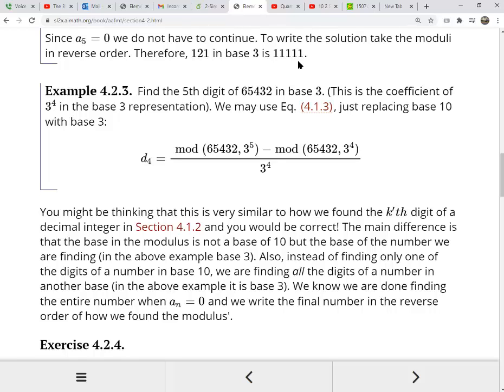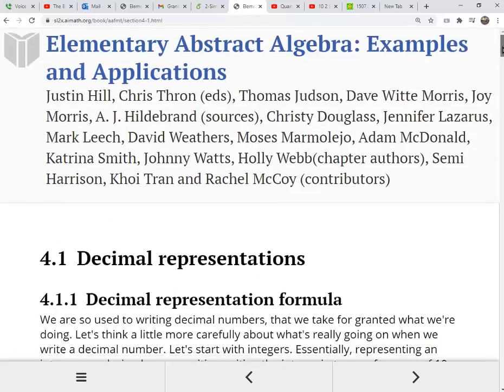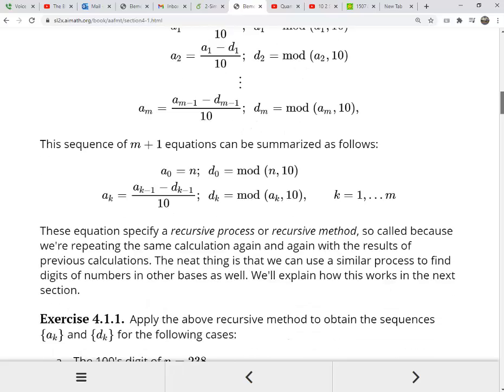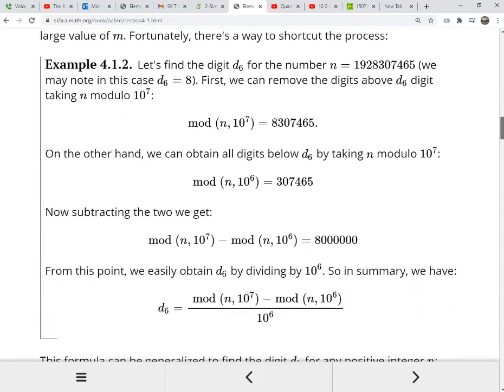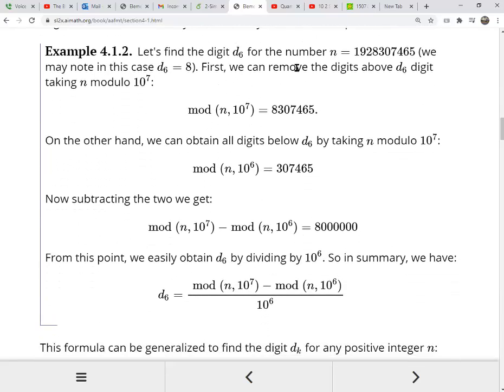Okay. Now suppose I don't want to find the entire representation, but I just want to pick out a single digit from the representation in a different base. Once again, I can go back to my first section for inspiration. Remember when I did this in base 10, if I wanted to find the 6th digit of a number, I took the remainder of that number mod 10 to the 7th, minus the remainder of that number mod 10 to the 6th, and divide by 10 to the 6th.